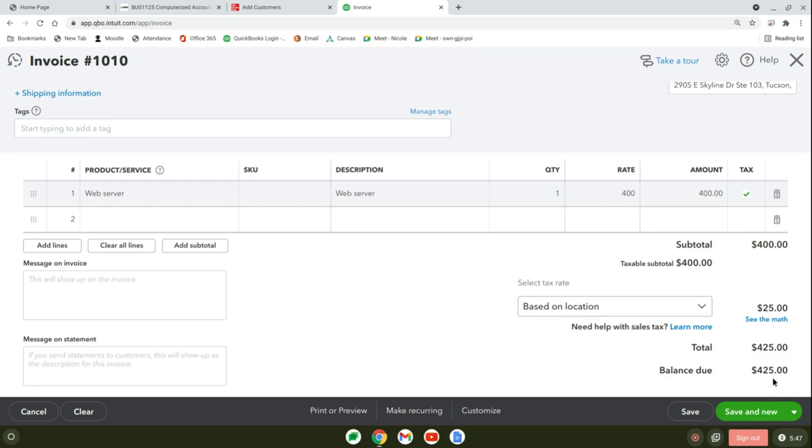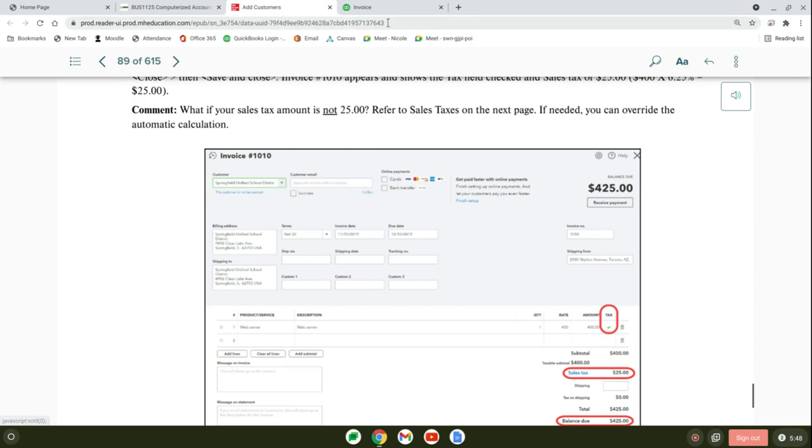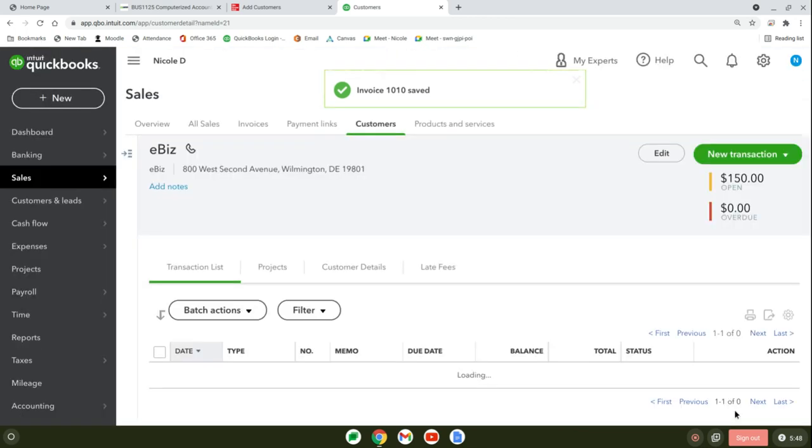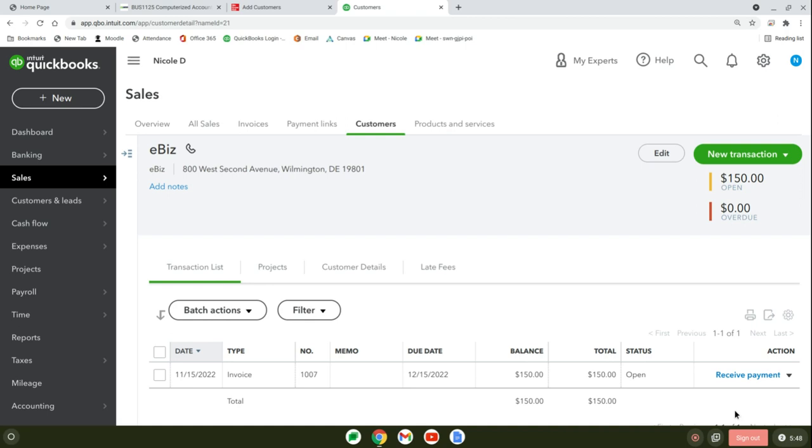And so now you should have 425. And then this way we're aligned with the book. So now we have 425. And I'm going to go save and close, because that's the last thing. So once you apply sales tax, the program will automatically populate, and they know, because they already have everything for you set up for your sales tax.